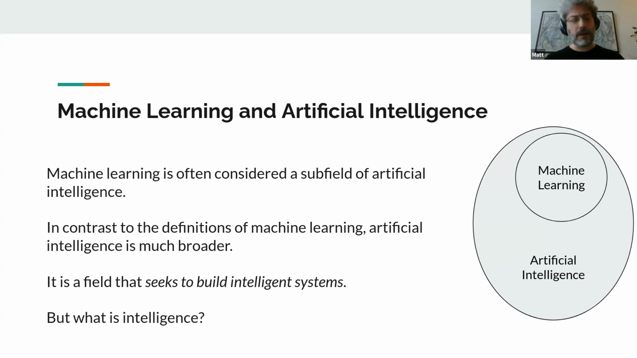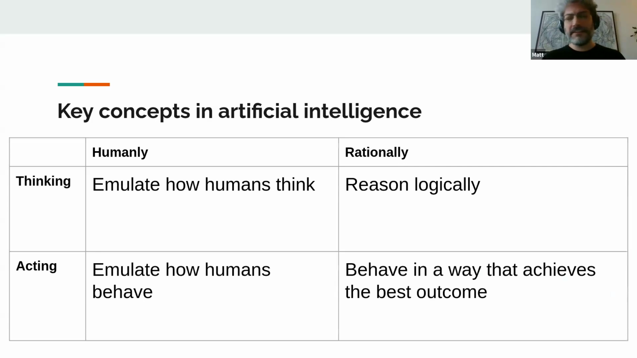Artificial intelligence more broadly is a field that seeks to build intelligent systems, and it will use any technique that's available to it that seems to work, one of which is machine learning. And I think this is a really good map of the field of artificial intelligence as a whole.